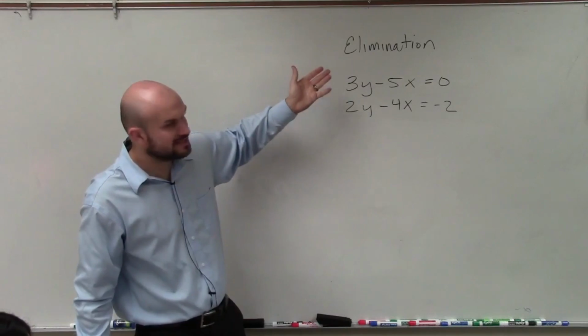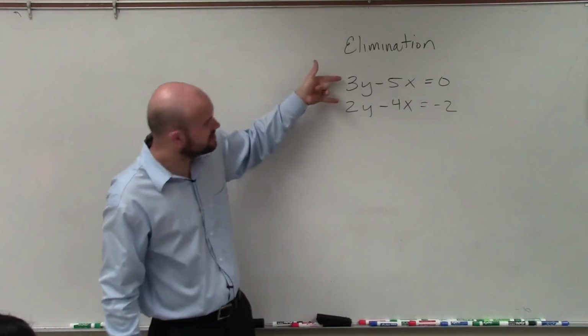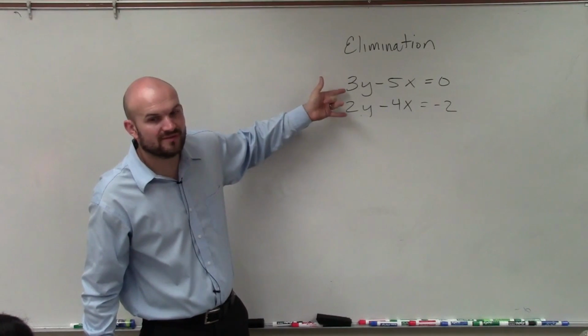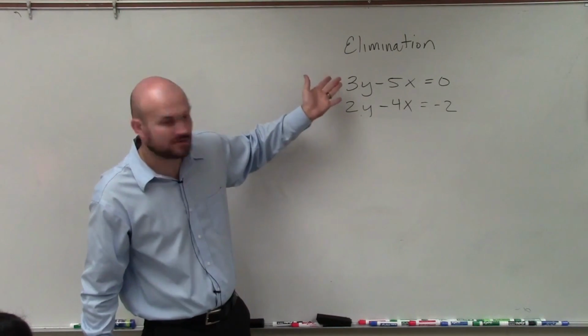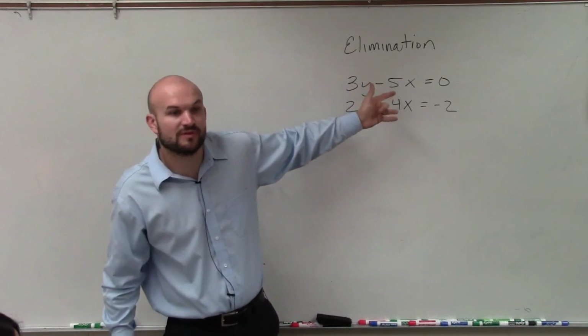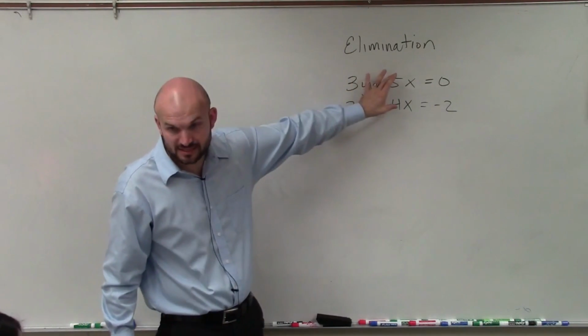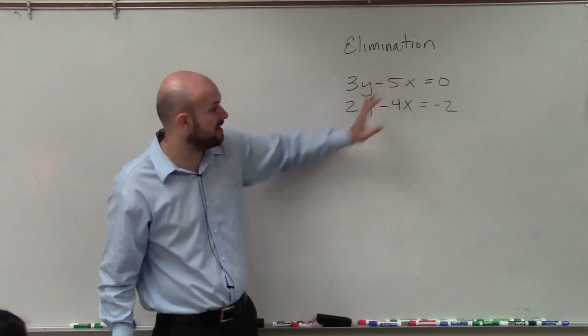So what do you think has the smallest common multiple? What is the smallest number that 3 and 2 both divide into? 1? No, both divide into 6, right? And for 5 and 4, the smallest multiple would be 20. So I'm probably going to want to eliminate the y's. If you want to eliminate the x's, though, it's not wrong. You can easily do that.